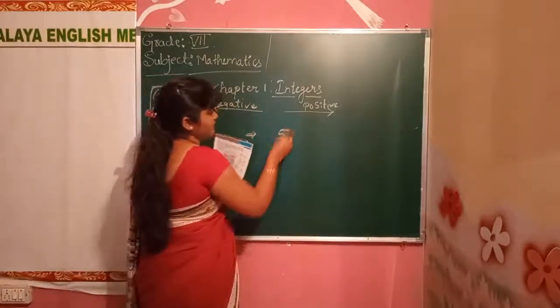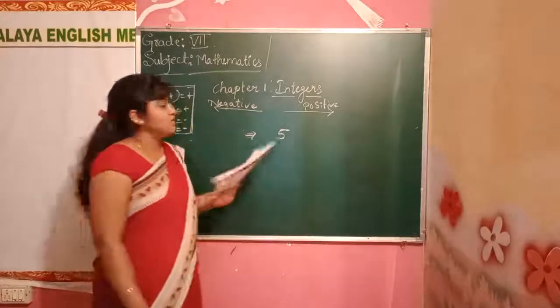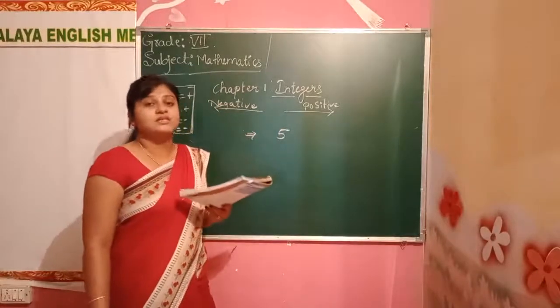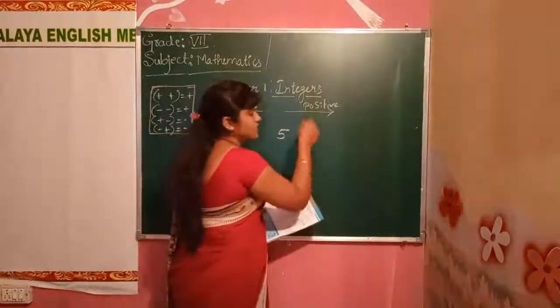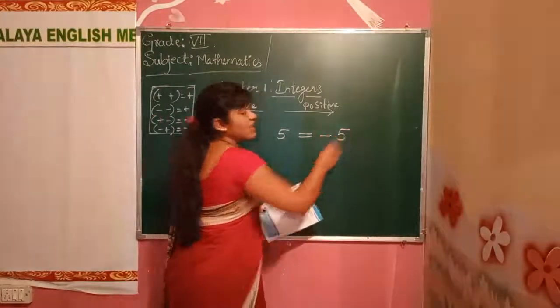Take the number. If I have 5 as an integer and I apply the additive inverse to this, then what do we get? We get the additive inverse, which will be -5.